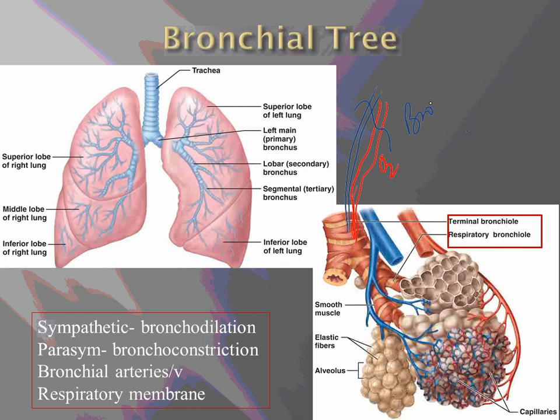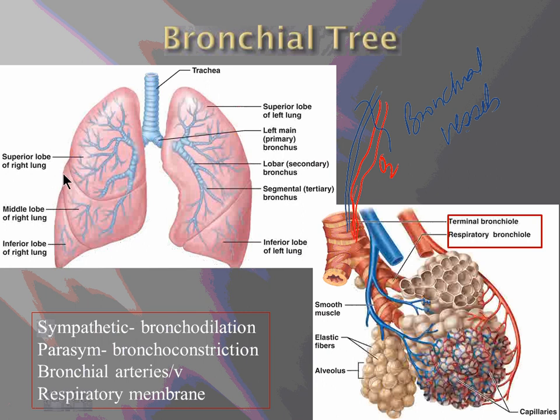So these are bronchial vessels, arteries and veins, which are like any artery or vein anywhere else in the body. So they are carrying nutrition to the bronchial tissue, and they are taking away the carbon dioxide and other waste products.